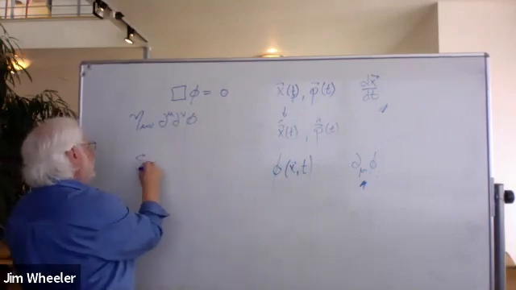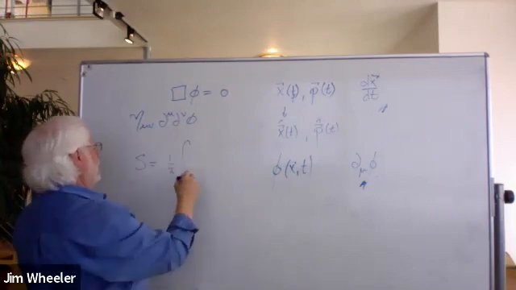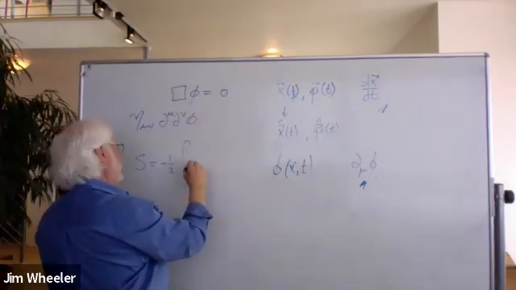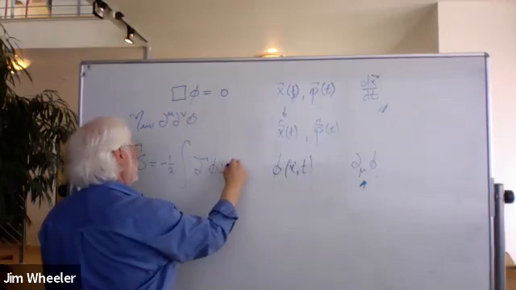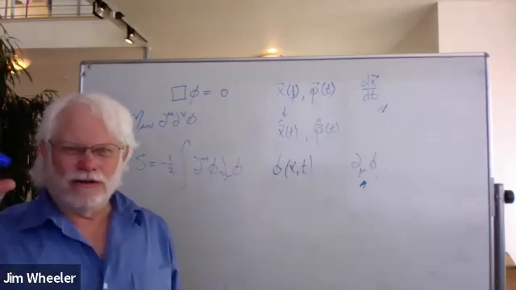The action for such a field, a half is just a convenience, and then we might put a minus sign if we want it to come out positive, but essentially we're just looking at something like this. Okay, familiar so far? Everybody good?